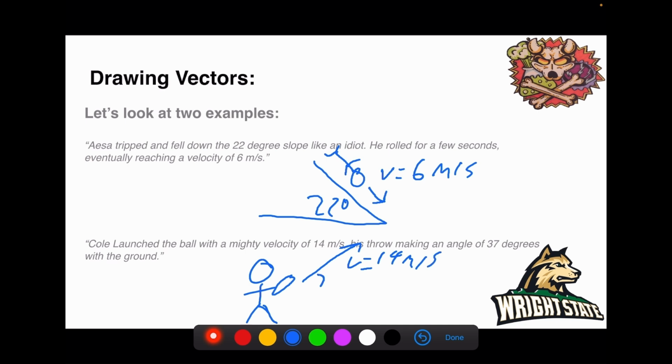And the angle is going to be 37 degrees with the ground. So basically, this angle will be 37 degrees from the horizontal plane. So I would represent these two situations by drawing this vector.